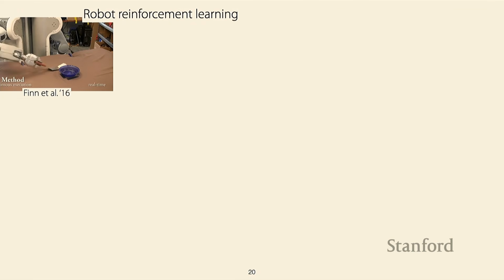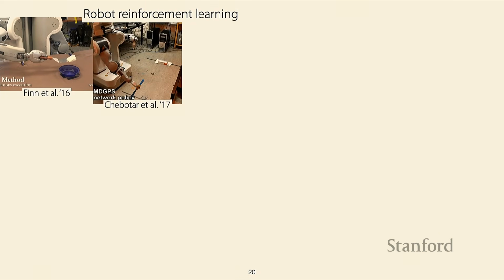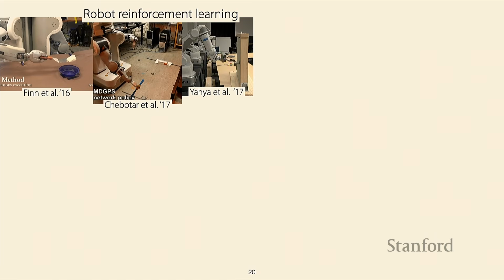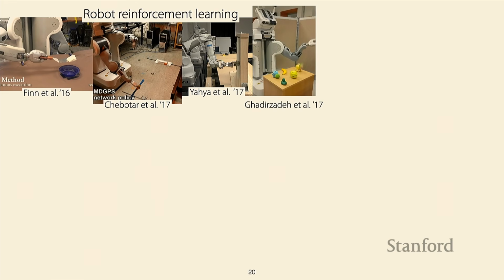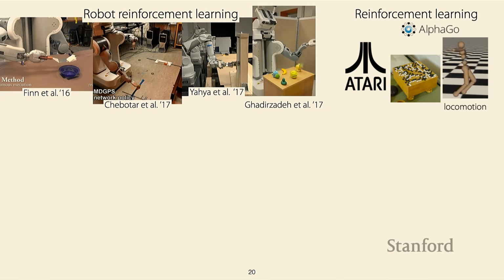And other people used the same kind of algorithm and built up on it, extended it to other tasks and to other robots to learn things like hitting a puck into a goal, like opening a door, and like throwing an object to hit a target. And around the same time, people were also using deep reinforcement learning algorithms to play Atari games and to play the game of Go and to learn how to walk in simulation. So in general, around kind of 2016, 2017 was a very exciting time for reinforcement learning and for deep learning.